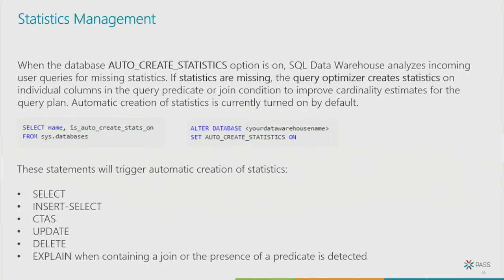So another thing is the statistics management, which is always important. I don't want to go too DBA level on stuff, but you do want to keep track of your statistics. You have the auto-create statistics on. If statistics are missing, the query optimizer will create some statistics for you. There's some example SQL in here on how to do that. But if you do some statements like select or insert select, it'll trigger some automated creation of statistics for you. That seemed to be new with the most recent release of Synapse, that you get some extra stuff that you didn't have before.